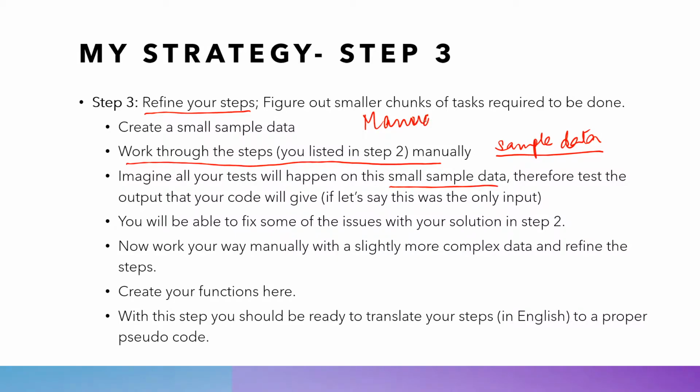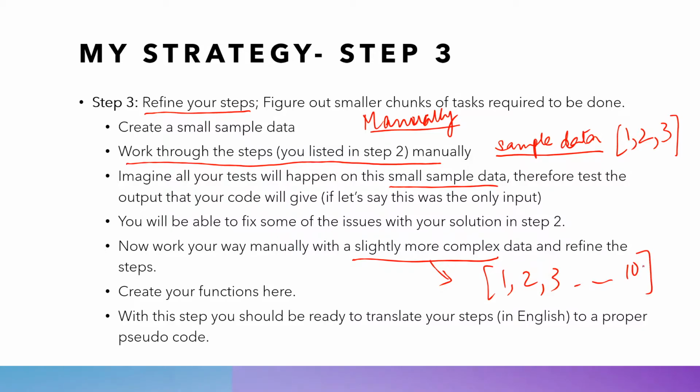For instance, look at a small problem. Let's say I'm trying to find out the smallest number in a list. So the first step is I'm going to sort it, and then I'm going to find the first element in that sorted list, and so on. So basically, I'll begin with a very small list of, let's say, only three elements, right? So work that out manually, right? And then go in and work with slightly more complex data. So maybe take a list of size, let's say 10, right? Something like that, right?